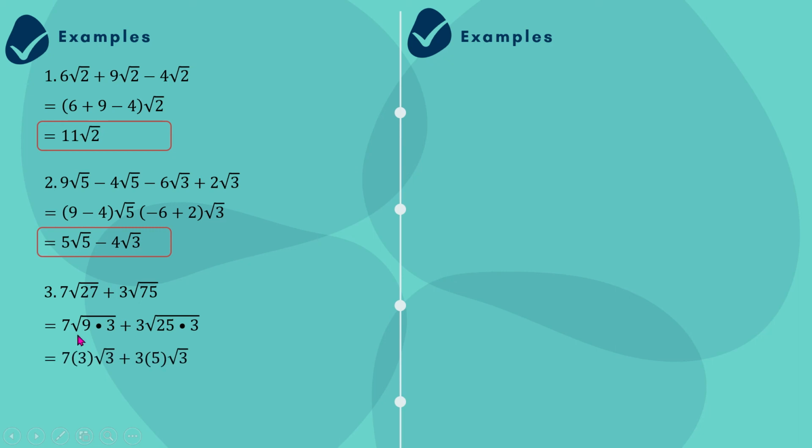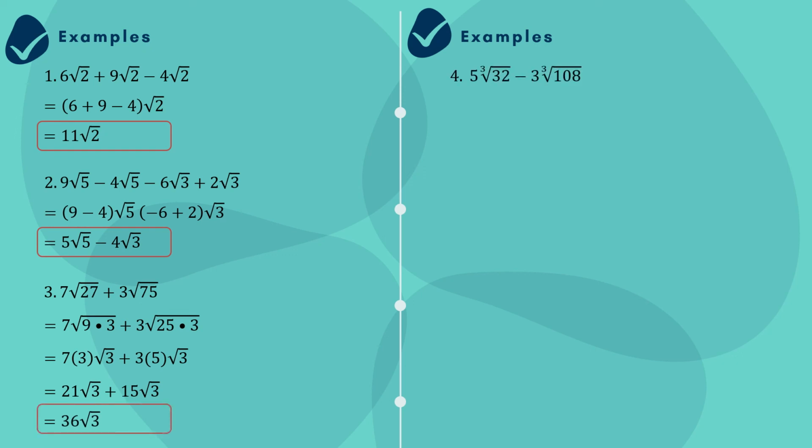Then square root of 9 is 3. 3 times the 7 sa gawas. Then pabilin square root of 3 plus 3. Square root of 25 is 5. I-multiply sa 3 sa gawas. Then pabilin square root of 3. 7 times 3 is 21 square root of 3. 3 times 5, 15 square root of 3. Similar radicals, no? Square root of 3 puro. So we add 21 and 15. That is 36 square root of 3.